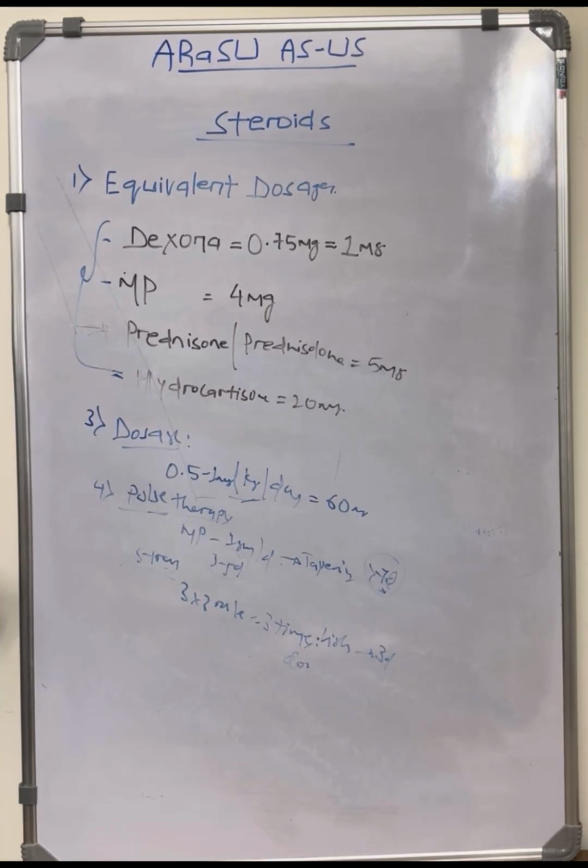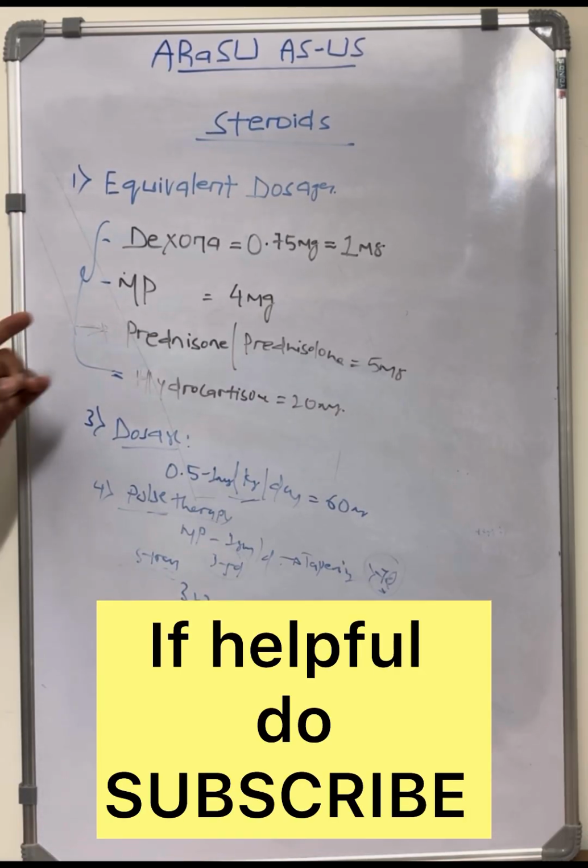And a few side effects which we should not forget are renal injury, of course cardiac toxicity, then osteoporosis and proximal myopathy. So these things should be kept in mind when we are using steroids.